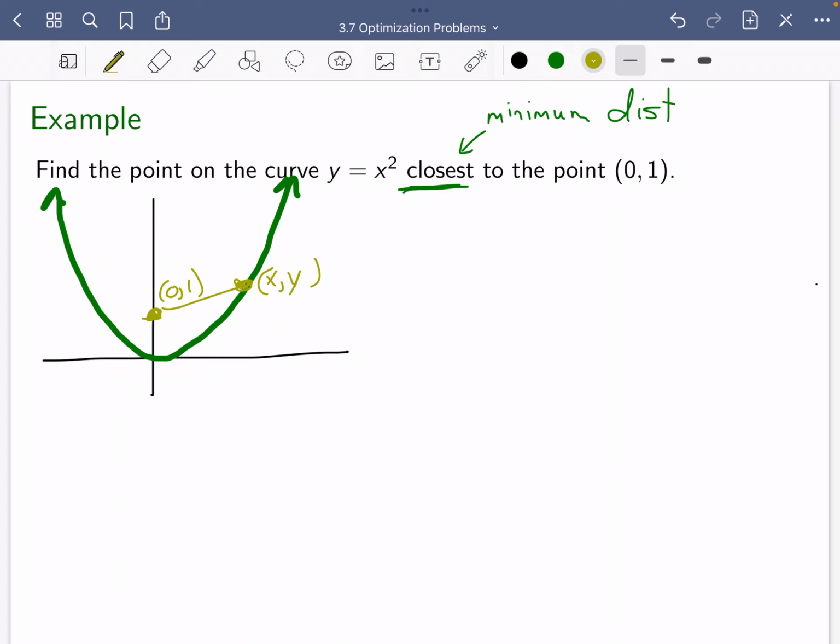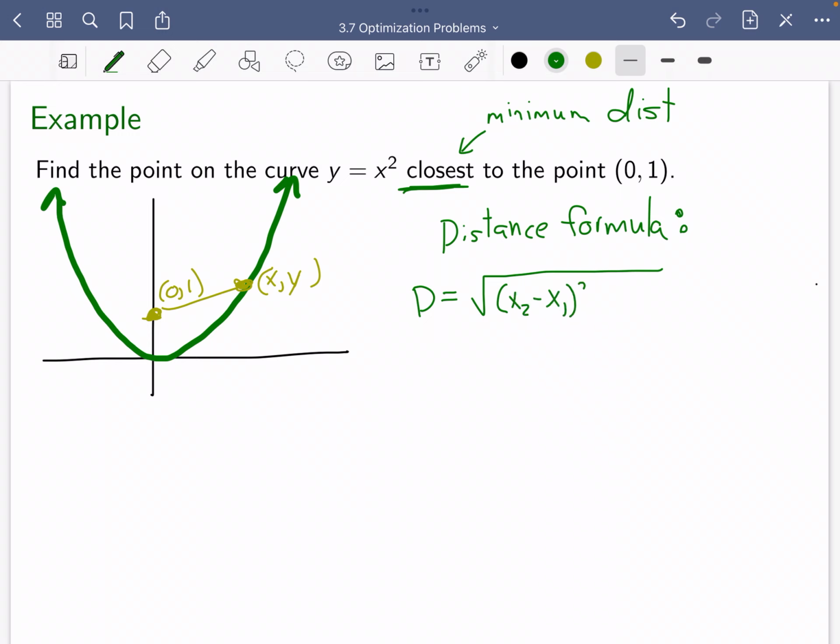So, what is the distance between two points? Recall our distance formula. The distance between two points is the square root of the change in x, so x2 minus x1 squared, plus the change in y squared, y2 minus y1 squared. So that is our distance formula. Actually, maybe I'll call that lowercase distance d.